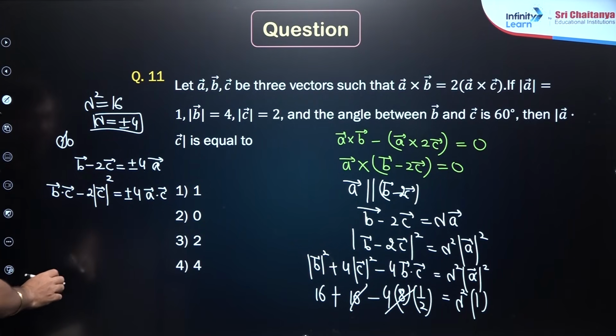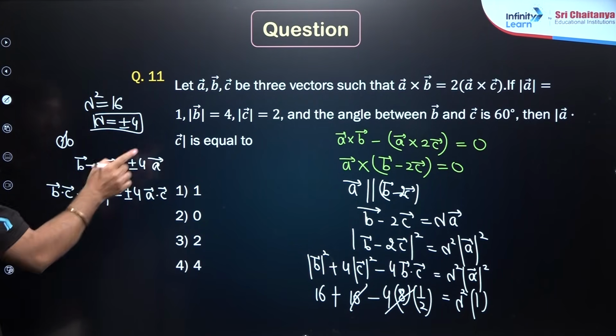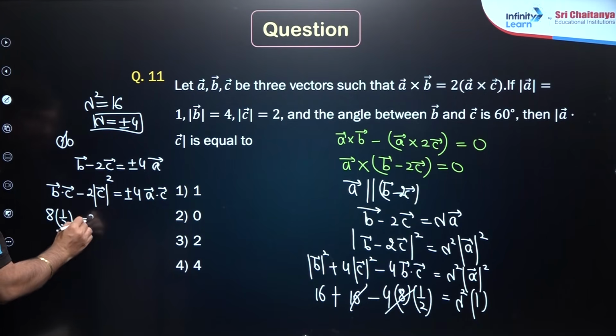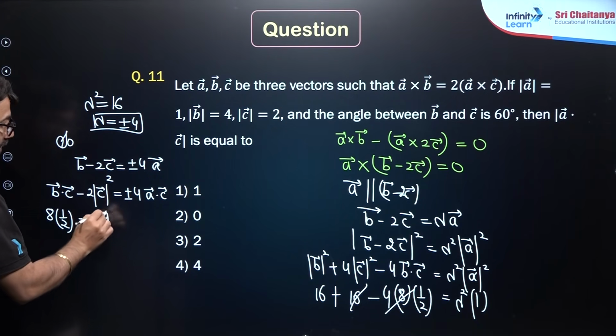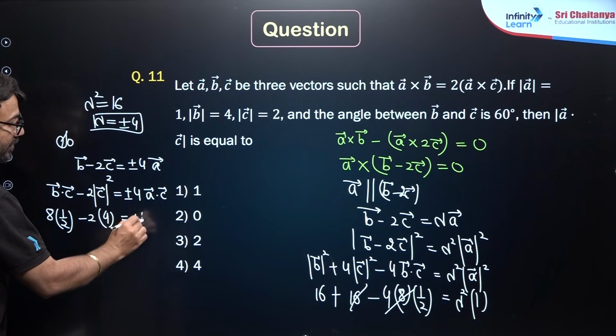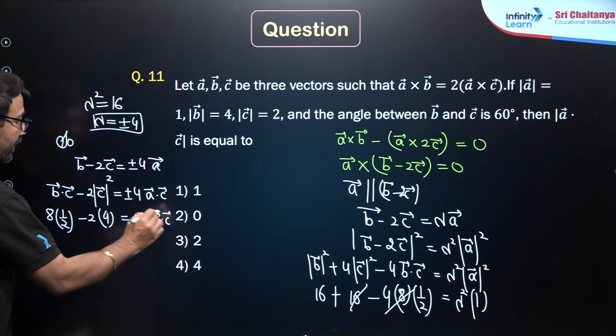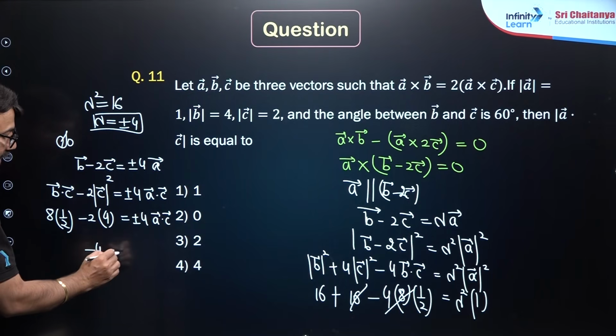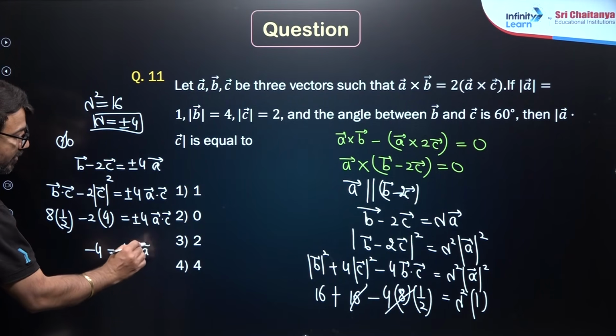Now what I have to do, B dot C is mod B mod C. Mod B mod C is 8 into cos theta. So cos 60 we already know, that is half. Now twice of mod C square is 4. Here it is plus minus 4 A dot C. So here 4 minus 8 you will have minus 4. Minus 4 is equal to plus minus 4 A dot C.